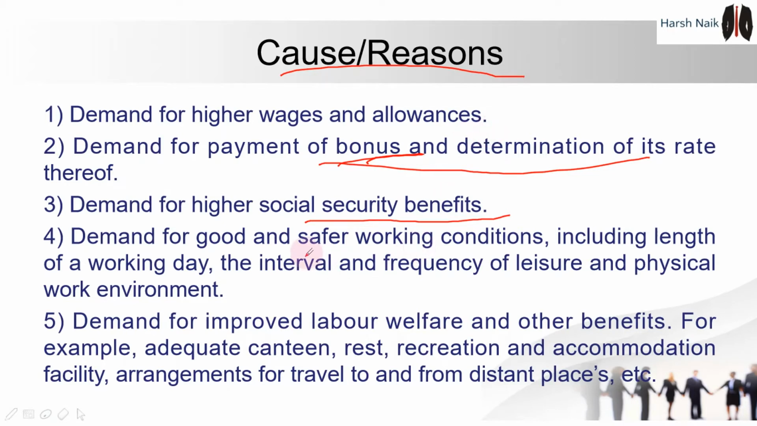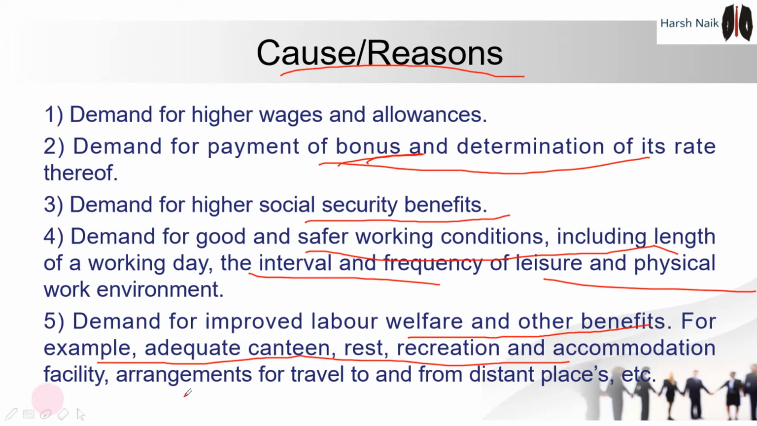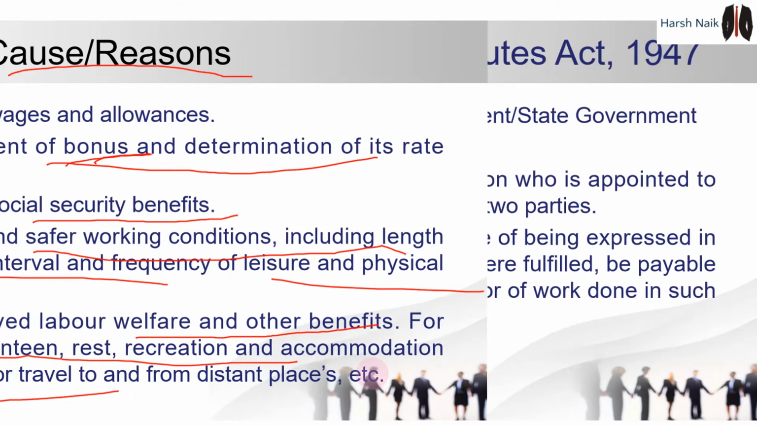Then demand for good and safer working conditions, including length of a working day, interval, frequency of leisure and physical work environment. Then one of the demands may be improved labor welfare and other benefits, for example adequate canteen, rest, recreation, accommodation facilities. So all these welfare facilities should be there in the industry. If they are not there in good condition, then the workers may disagree, and some industrial dispute may occur between worker and the employer, right? So these are some of the causes or reasons of the industrial disputes, right?